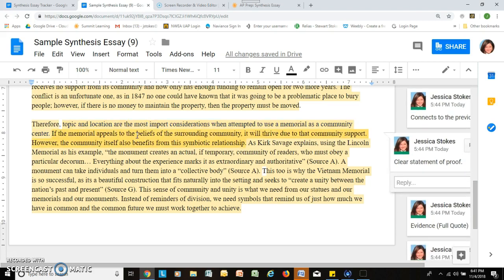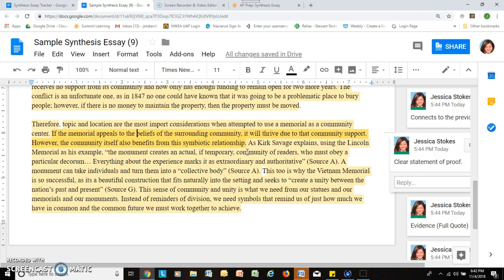Then the student writes, if the memorial appeals to the beliefs of the surrounding community, it will thrive due to that community support. So here we have a very clear statement of proof, aka a very clear topic sentence. We know what this paragraph is going to prove. It's going to prove that community support helps a memorial thrive. However, the community itself also benefits from this symbiotic relationship. So really good phrasing, symbiotic relationship. It's a good analogy. But it's very clear what we are going to be persuaded to believe by this author.